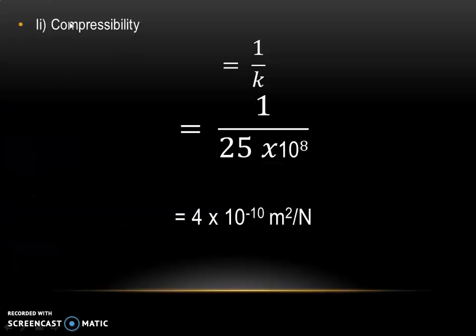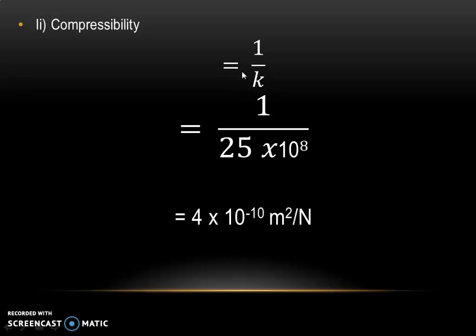Next we need to find the value of compressibility. The formula available to find it is 1 divided by K. The value of K is already found out from the previous calculation. So 1 divided by 25 into 10 raised to 8 will give us the value of compressibility as 4 into 10 raised to minus 10 meter square per Newton.